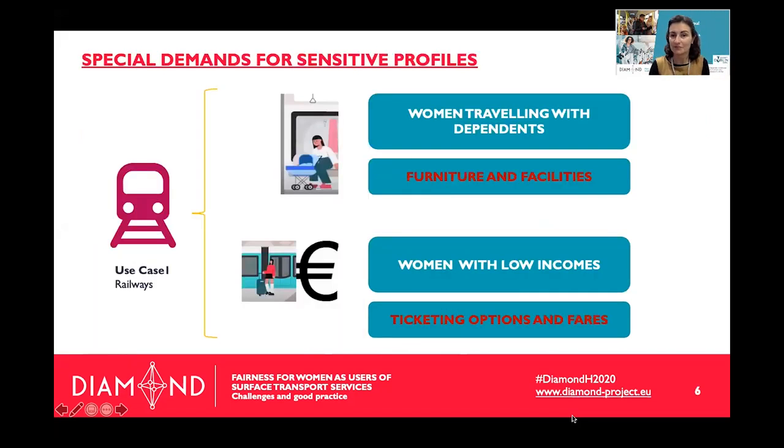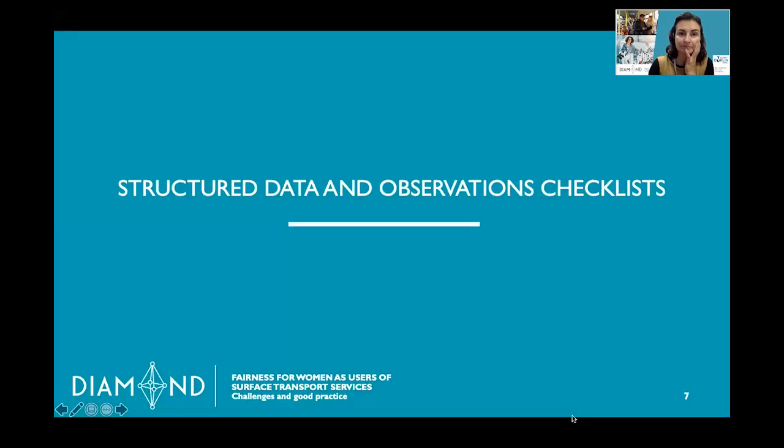So for instance, we found that women traveling with dependents had higher up in the hierarchy of needs the way furniture and facilities were allowing them to travel comfortably, and women with low income rated much higher the ticketing options and fares.